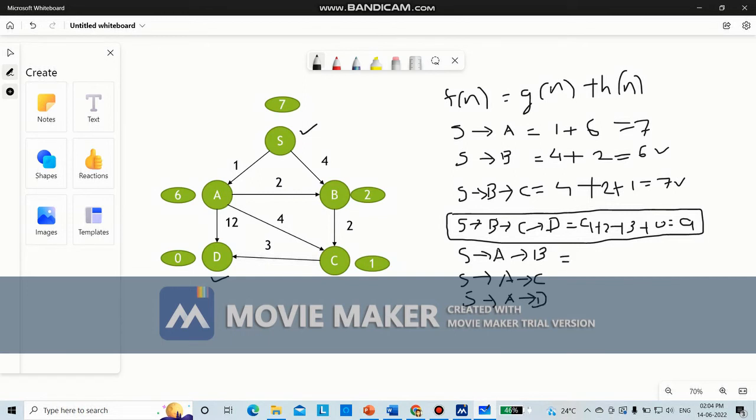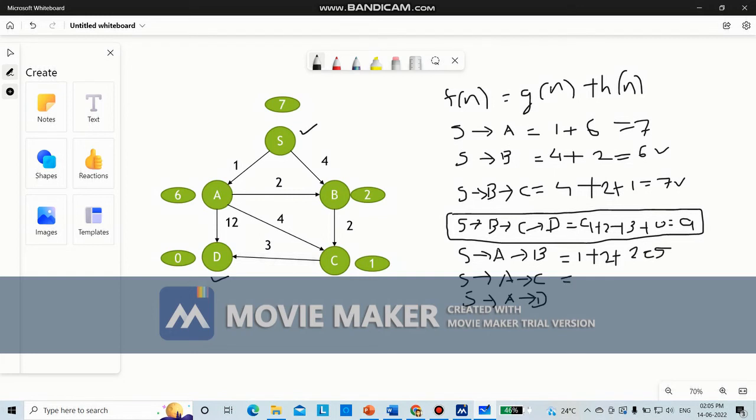Now for this path SAB, what is the cost? S is 1, A is 2, SAB, right? So 1 plus 2 is the G of n, and H of n is 2 again. So it is equal to 5.